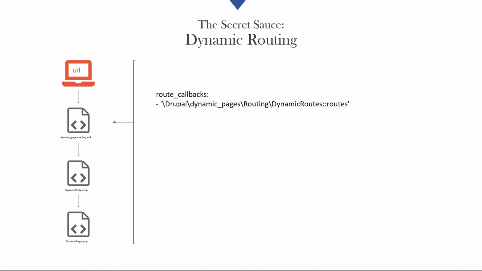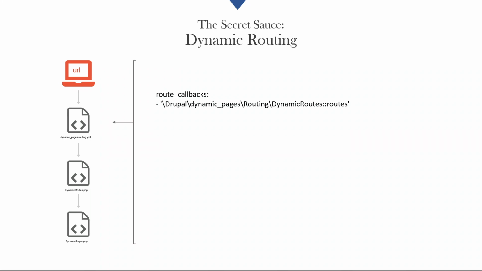We're using a method called route callbacks that is built into the Drupal routing system. Drupal uses a routing.yaml file to declare valid paths that your module uses to generate valid pages. The function of the file is just to pair paths with controllers. So for each one of our valid pages, we are triggering one controller.